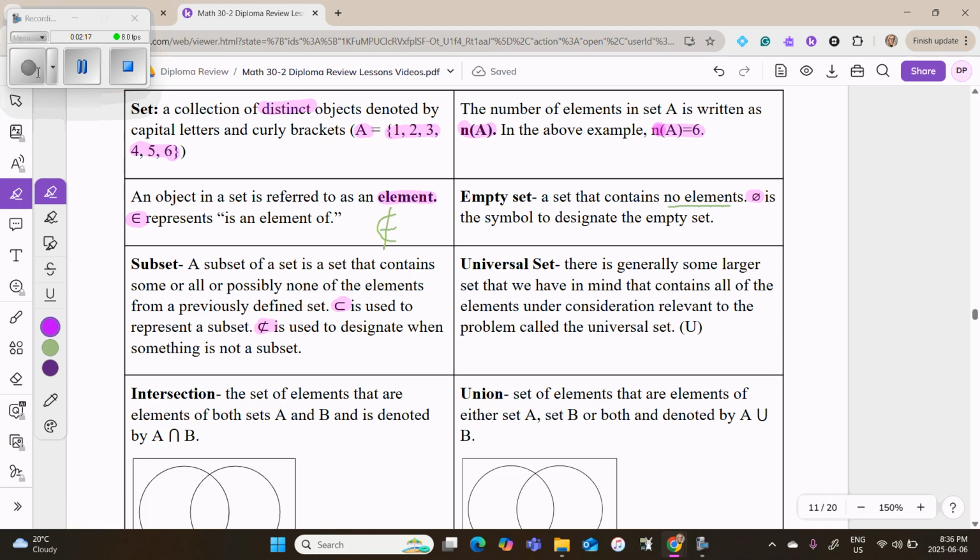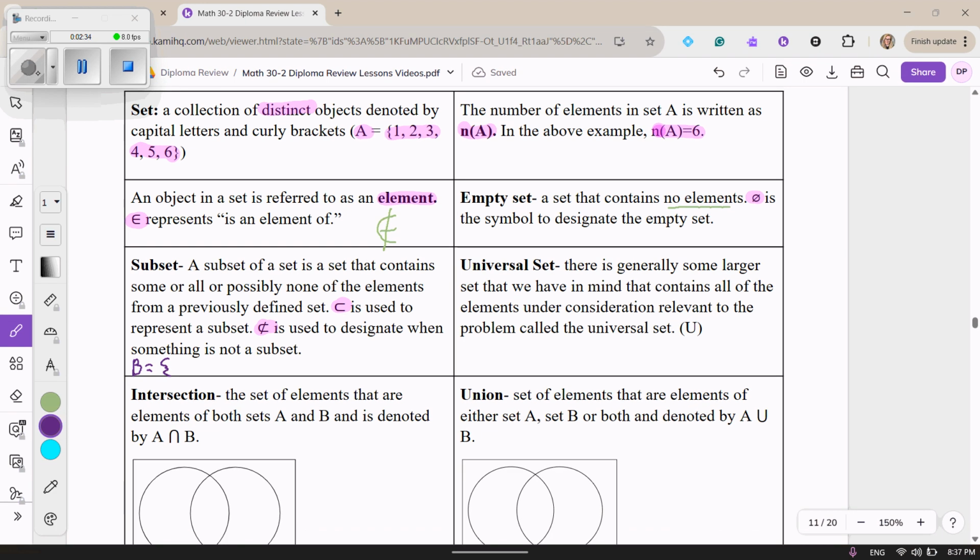So let's just give a quick example here. So far we have set A, which is 1, 2, 3, 4, 5, 6. Let's make set B, which is going to be 2 and 3. Now, because all the elements of B are in A, we would say that B is a subset of A. So it means all of the elements of B are in A.